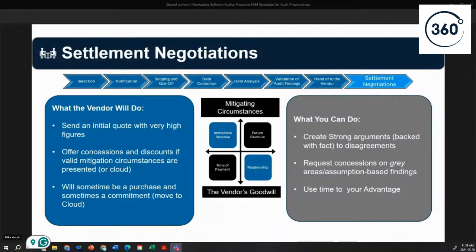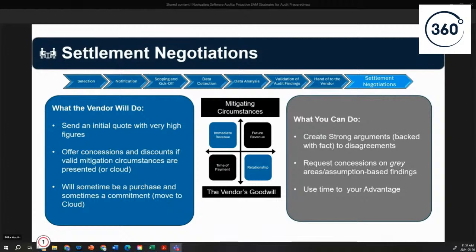Right? The real thing you want to be balancing here is they're going to try and balance the immediate revenue against the future revenue and the time of the payment and the relationship. These are the things that they're going to try and balance. So if it's close to year end, they want the time of the payment to be close to year end, which at this point in time may become into your favor. They might try and balance off some immediate revenue for future revenue. And they're definitely going to be looking at the relationship. So you want to balance these things in that sort of negotiation.